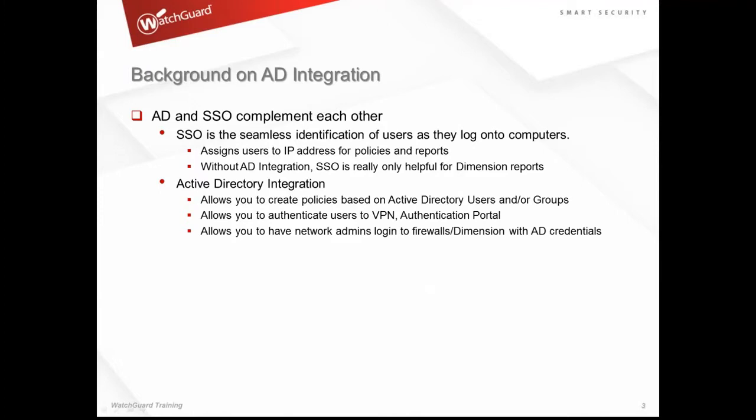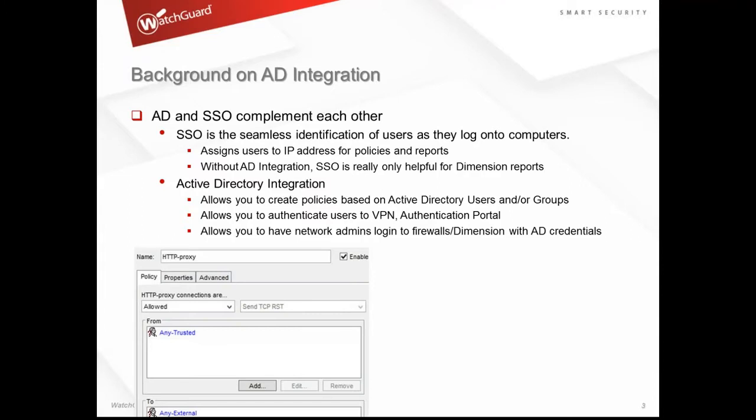With the Active Directory integration, it allows you to create policies based on Active Directory users and groups. Now, we do support other databases as well. However, I've seen from a myriad of different organizations that Active Directory is one of the more popular ways. It allows you to authenticate users to the VPN and the authentication portal. It allows you to have network admins log into the firewall and Dimension with Active Directory credentials. So those are some of the ways that we can have that tie-in as well.